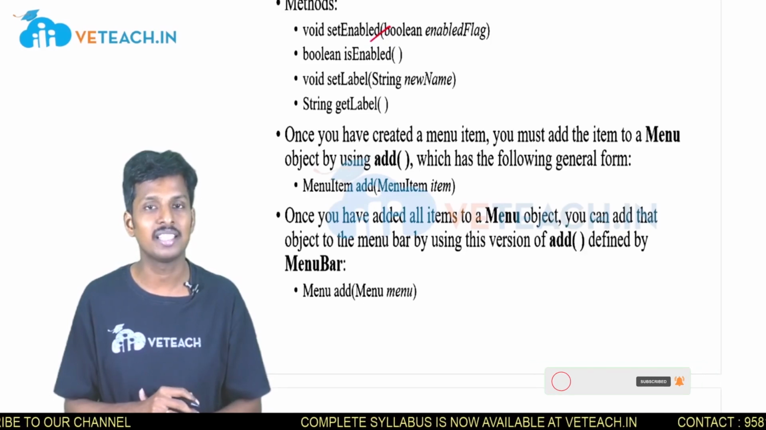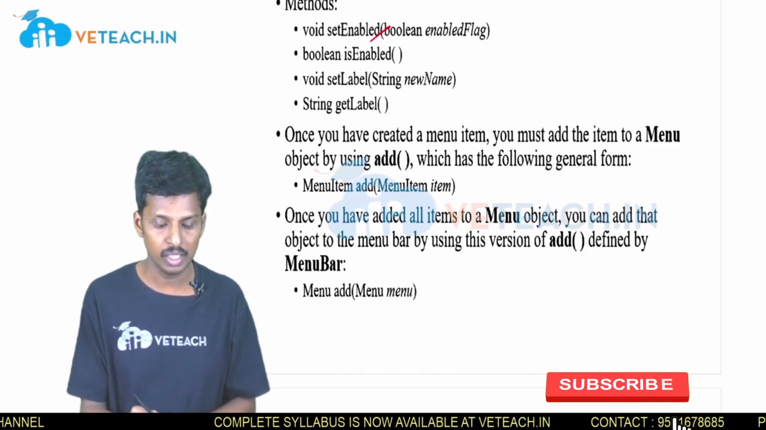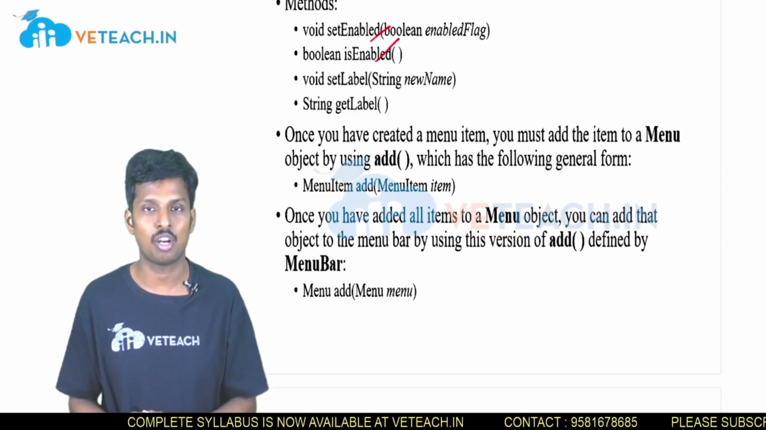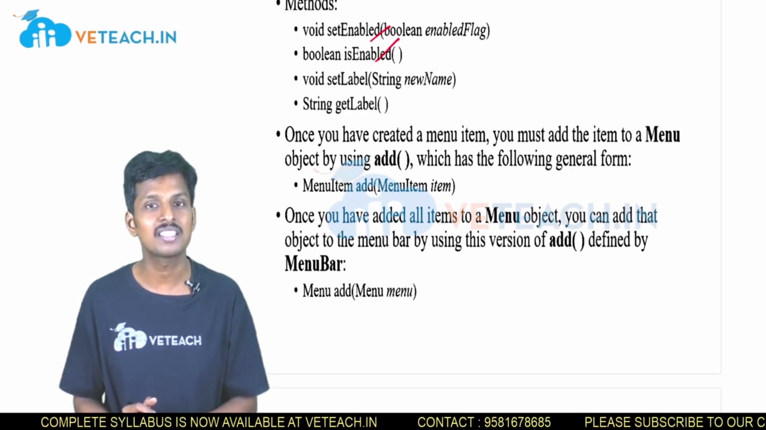So setEnabled is used to make a checkbox item to be selected. Boolean isEnabled is used to check whether an item is enabled or not. If it is enabled, it returns true. If it is not enabled, it returns false.